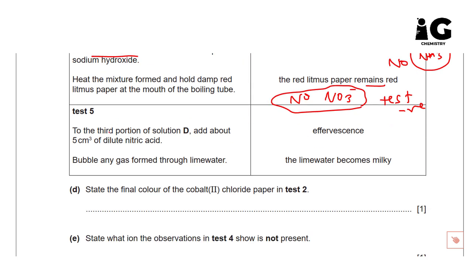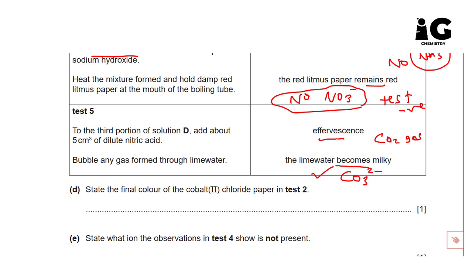Test 5: to the third portion of solution D, add about 5 cm3 of dilute nitric acid and bubble any gas formed through lime water. So here you see effervescence, and also lime water becomes milky. Very clear, very famous, that here we have carbon dioxide gas. And of course, the anion we test here is carbonate, CO3 2-, and its presence is shown, as you see, because lime water becomes milky.